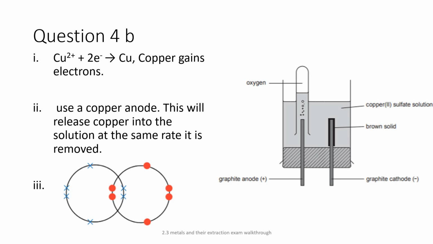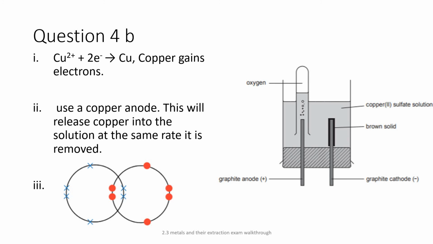Part B, copper ions will gain electrons at the cathode. So in order to keep the solution blue, copper electrodes should be used, as the anode will release copper back into the solution at the same rate the cathode will remove copper.